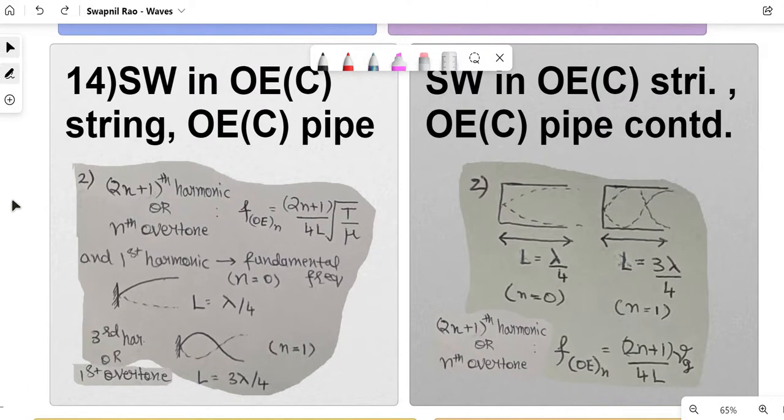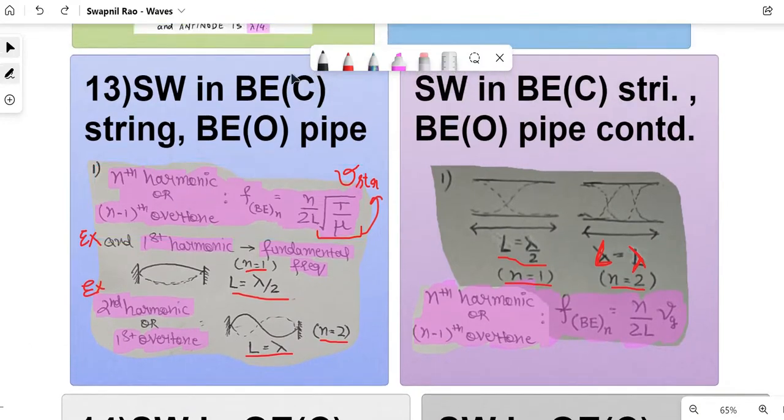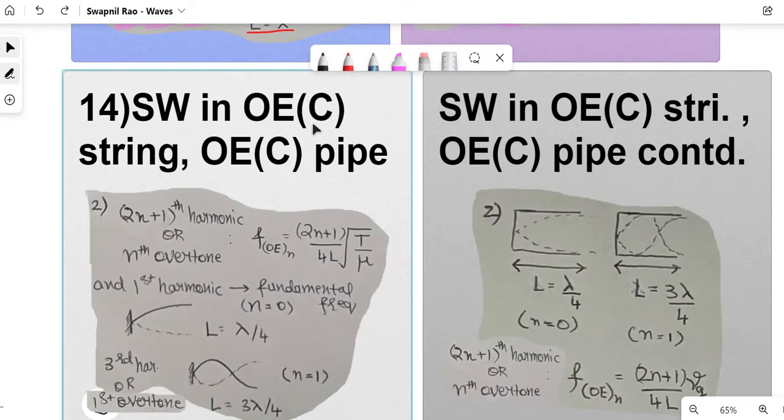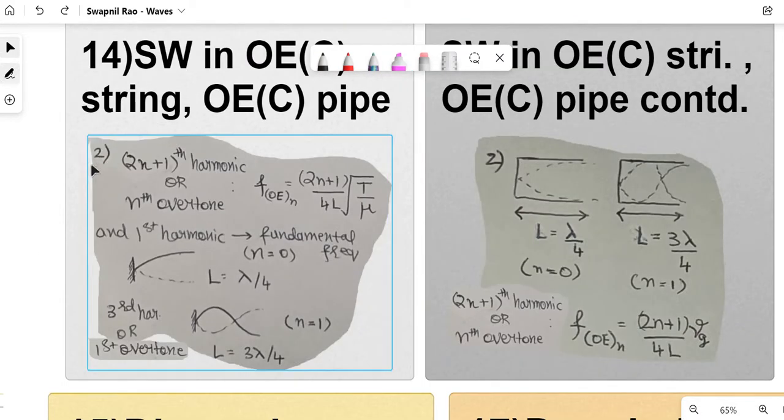The summary over here is that the formula would be the same when both the ends of a string are closed or both the ends of a pipe are opened, and the formula would be the same when one end of a string is closed and one end of a pipe is closed. That's why it's 2 2, or there it was 1 1, this numbering.